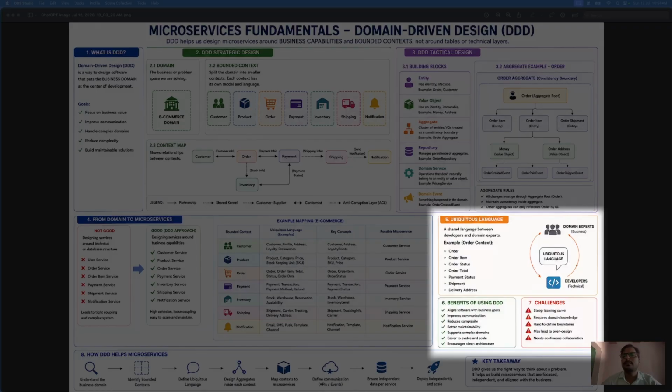This creates confusion. Domain driven design encourages everyone to use the same language. Developer, architect, business analyst, product owner, everyone speaks the same business terminology. This improves communication and reduces misunderstanding. That is known as the ubiquitous language, a shared language between the developer and domain expert. For example, right?